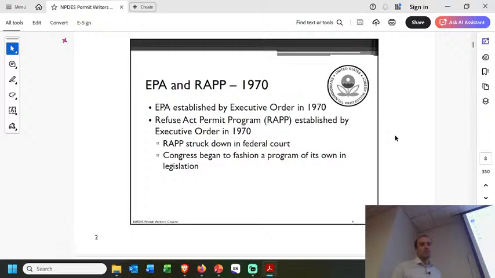Okay, so that brings us forward a little bit to the first rendition of the EPA and what was called the Refuse Act Permit Program, RAPP. That doesn't sound familiar because it was struck down. But that was in 1970, and this was established by an executive order. Then essentially Congress began to fashion a program that would be legal and substantial.